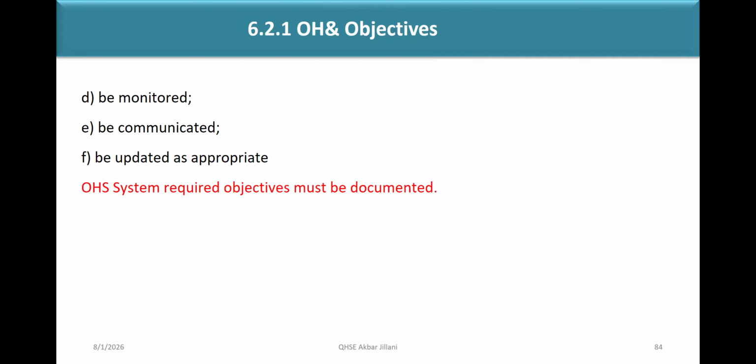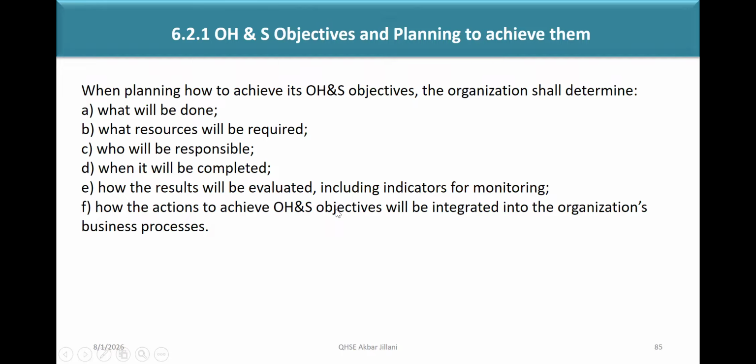Be updated as appropriate. The OSH system requires that objectives must be documented. So soft copy and hard copy, we can keep both. Now, the objective evaluation, annual evaluation will also be there. Objectives and planning to achieve them.